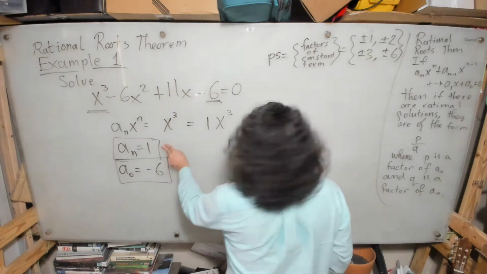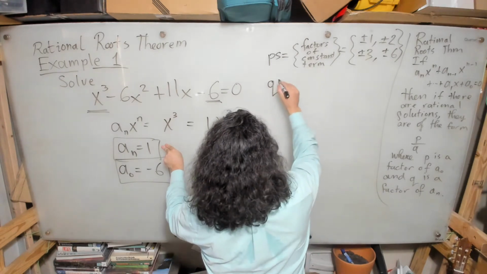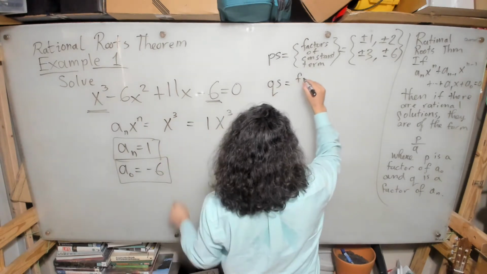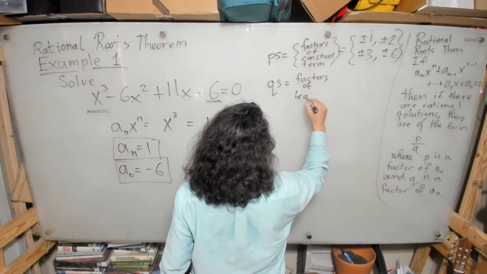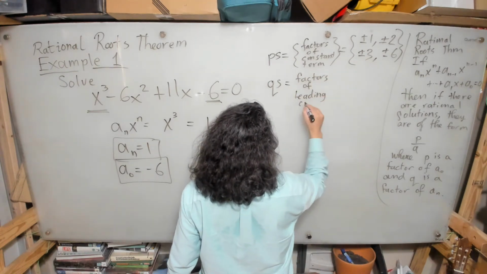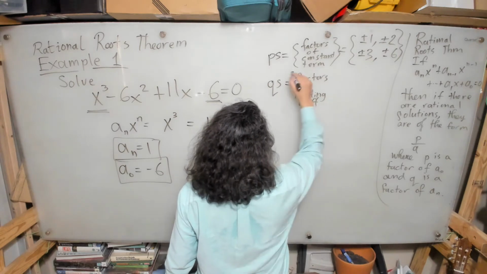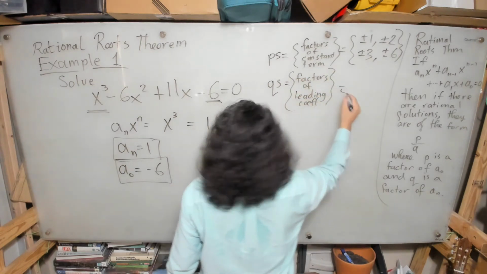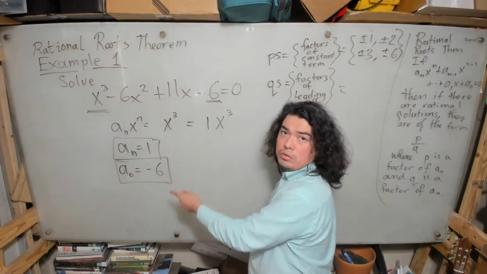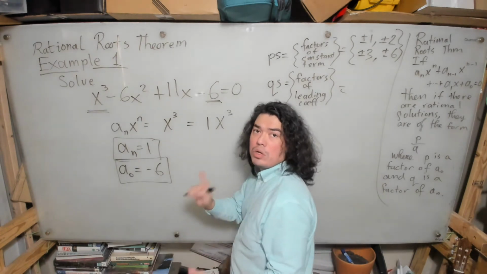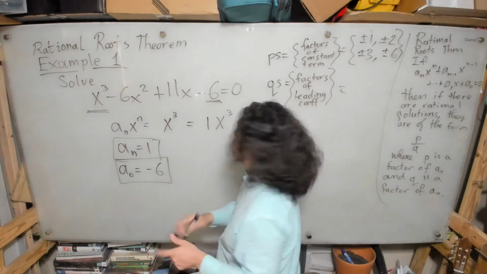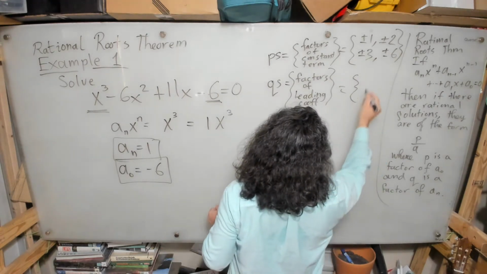Now, what are my q's? My q's are going to be my factors of the leading coefficient. What are the factors of 1? Plus or minus 1. Why? 1 times 1 is 1, or negative 1 times negative 1 is 1. And we know that that's basically it.